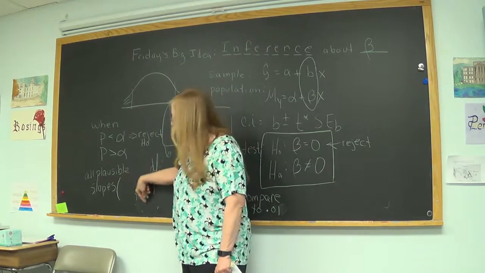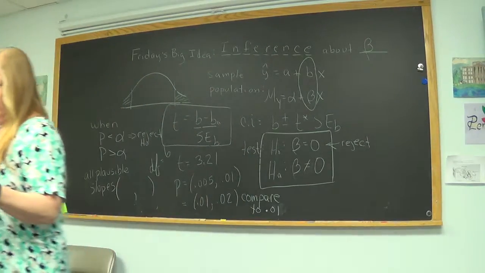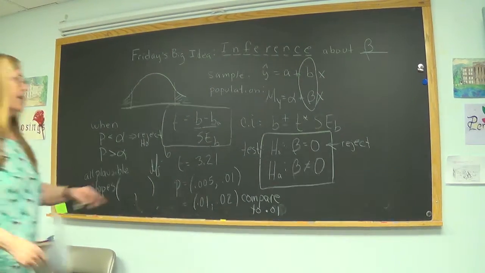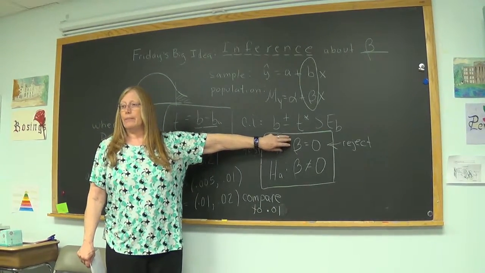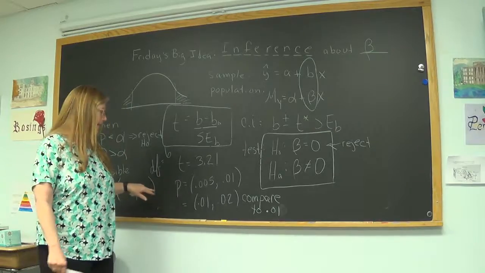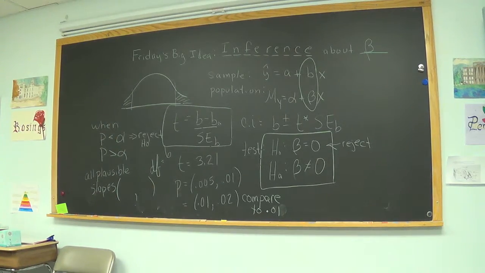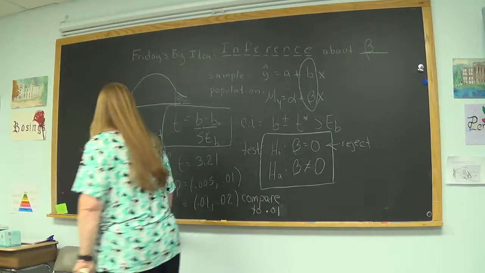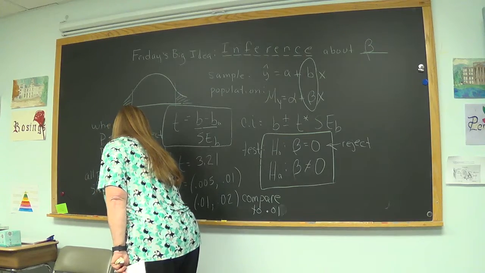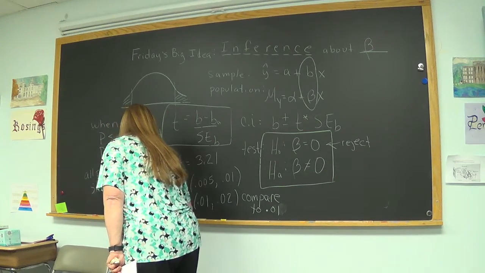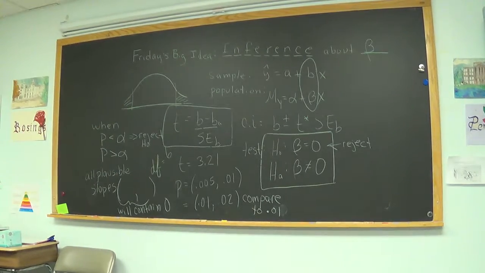Will 0 be one of those plausible slopes if we are in the situation where we are failing to reject this, which says there's no relationship between the two? So does this have to appear in this? Yeah, it does. Ryan, can you explain that? Because we're looking for the true slope.